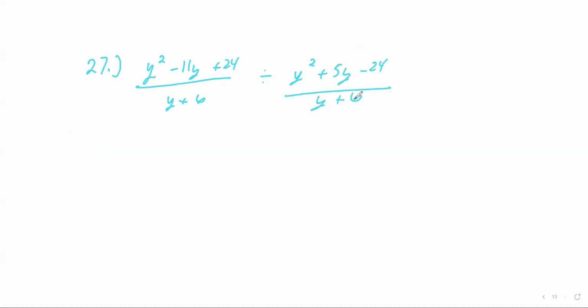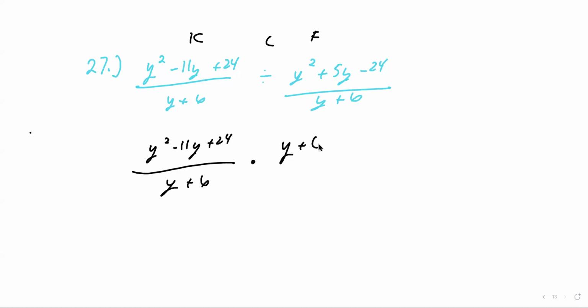All right, let's do one more like this, and then we'll move on to more complex. So number 27, you have y squared minus 11y plus 24 over y plus 6 divided by y squared plus 5y minus 24 over y plus 6. All right, so I'm going to keep, change, flip when dividing. So this is going to be y squared minus 11y plus 24 over y plus 6 times, I'm going to flip the other fraction.